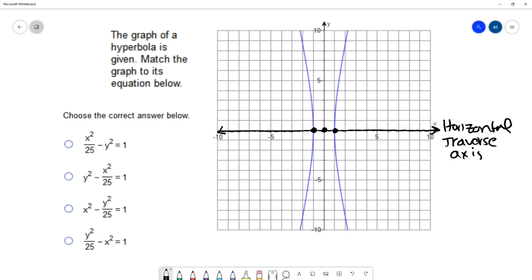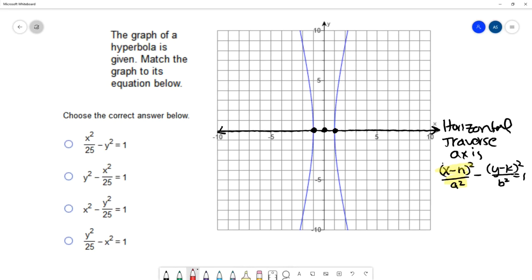So when we have a horizontal transverse axis, that means that our equation is going to follow the format of having the x term be positive. So we typically have (x minus h) squared over a squared minus (y minus k) squared over b squared equals 1. So when we have a horizontal transverse axis, this x term is going to be positive. If it were a vertical transverse axis, the y term would be positive.